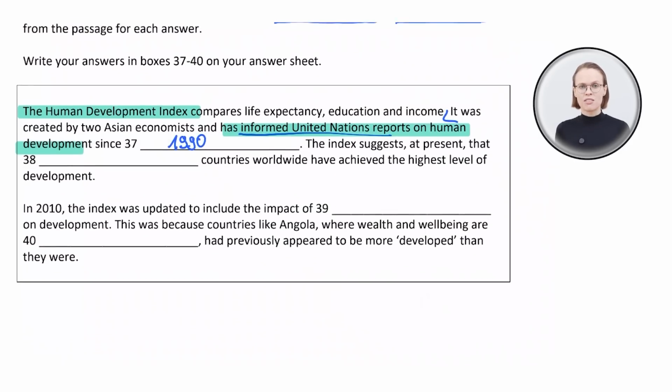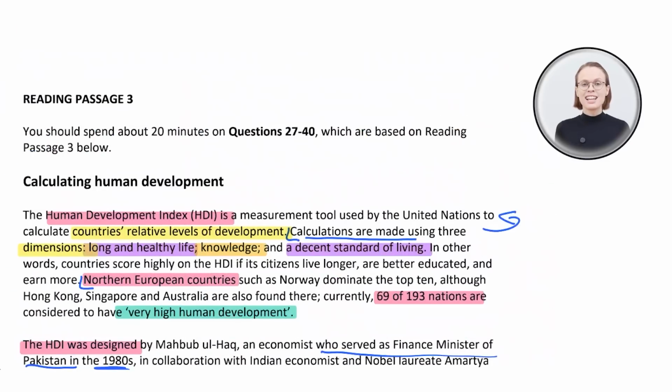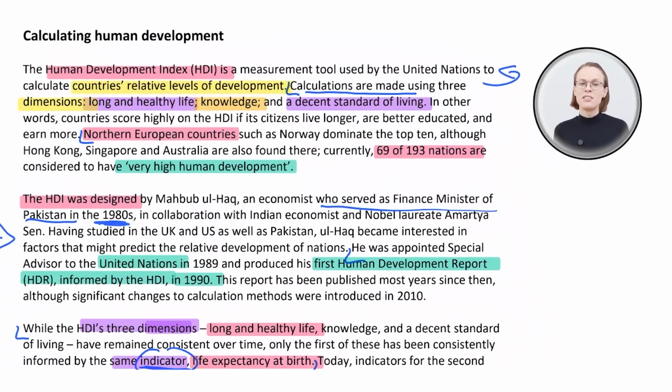Next question. The index suggests at present that, and then comes the gap, countries worldwide have achieved the highest level of development. So we very likely have to enter a number here, right? Because otherwise this doesn't make much sense. So something countries worldwide have achieved the highest level of development. How many countries worldwide have achieved the highest level of development?